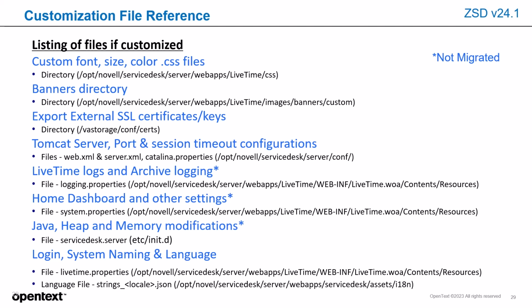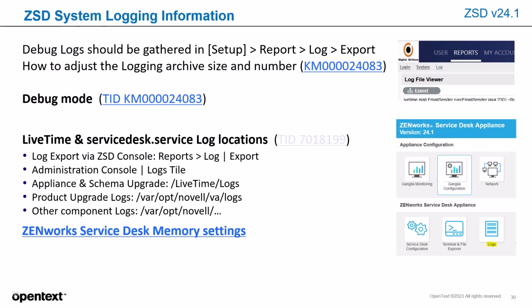All right, and there's typically TIDs related to this that will tell you how to adjust those particular things like the heap and the memory modifications and so forth. The ZSD system logging information, of course, debug logs, if you're talking with support, gather them up through the setup report log and actually select the export. This actually doesn't just bring in the lifetime log, but all the archives and information about your environment, which helps support tremendously. There's also ways to adjust the logging archive in this particular TID 24083. And then if you need to set things in debug mode, that TID also has information about that.